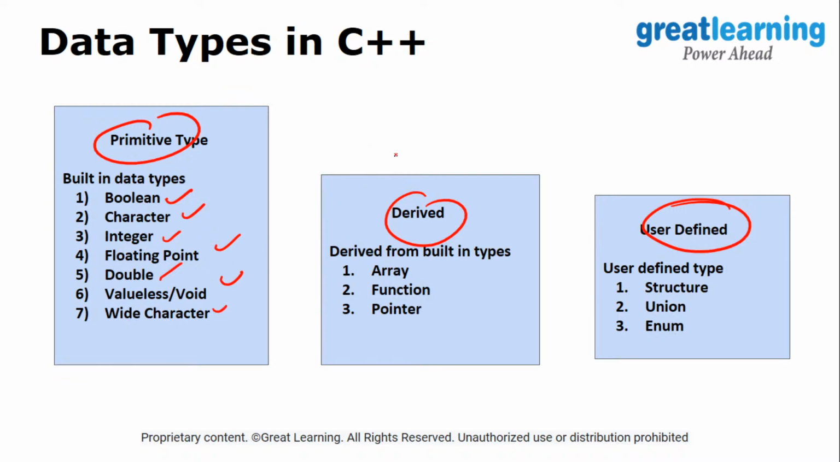What about derived data types? Derived are built from built-in data types, so they have a dependency on primitive data types. For example, you have an array, which is nothing but a collection of variables, which can be of type integer, float, char. So it is nothing but derived from primitive data types. Are you getting this, guys?